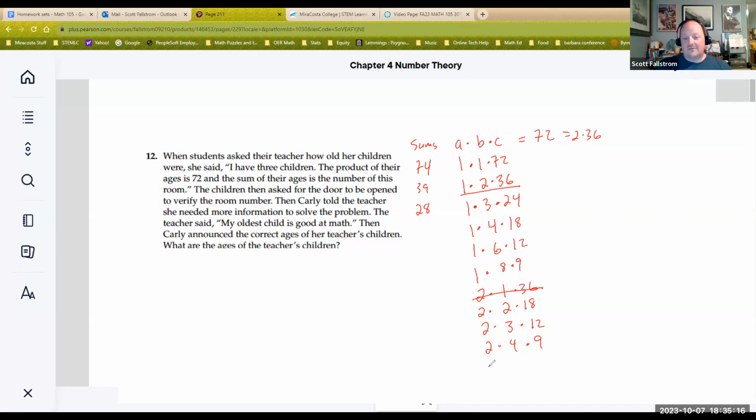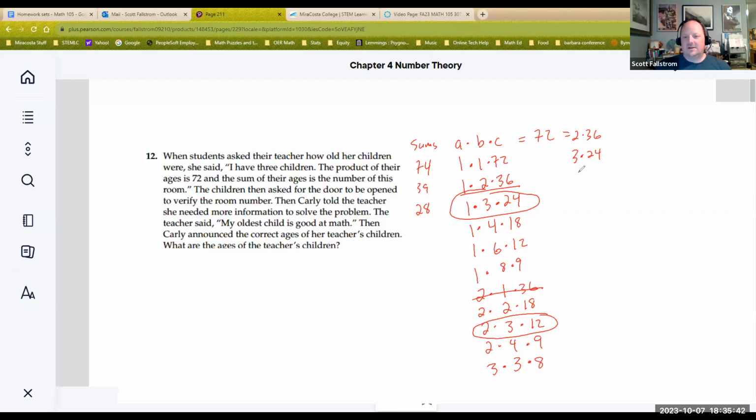And then could I have a 3-year-old as the youngest? Maybe. So if I had a 3-year-old, that would be 3 times 24. Now again, I can't have something I've already repeated. So 3 times 1 times 24, that's already listed, right? 3 times 2 times 12, I've already got that one. So I need something that's in the 3 times 3 level. That would be 9. And 9 times 8 would work.